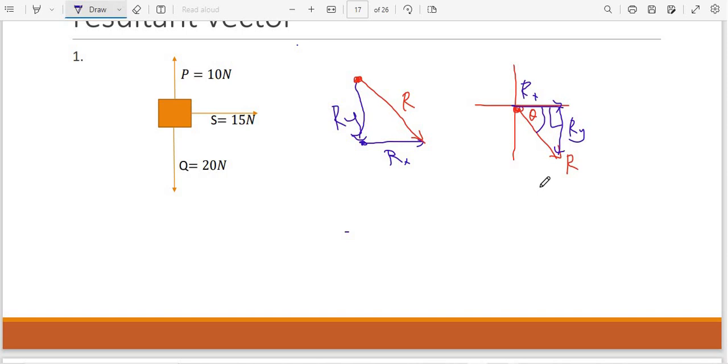When I post the video, I will write down the solution, the answer for the magnitude of r, as well as the size of the angle theta, and I will also write the angle in terms of bearing.